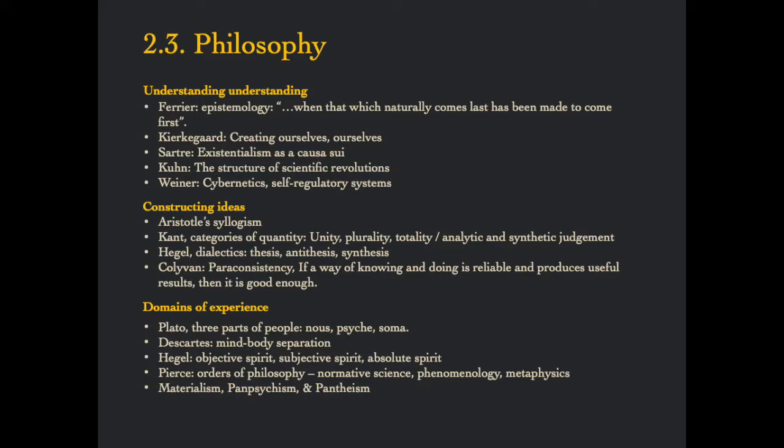And then we have Peirce's Orders of Philosophy, which he inherited from Kant, which is the normative sciences, phenomenology, and metaphysics. And here it's dividing things into objective sciences, subjective sciences, and then transjective sciences. Or at least that's what metaphysics was originally attempting to articulate, is that these universal things that pervade across objectivity and subjectivity. And then we have concepts like materialism, panpsychism, and pantheism.